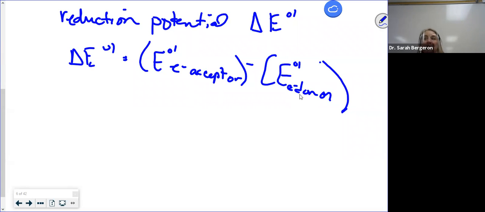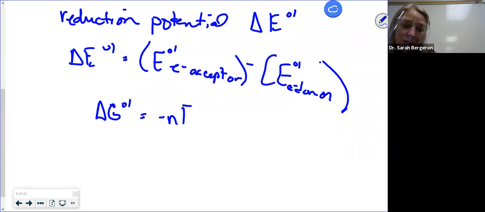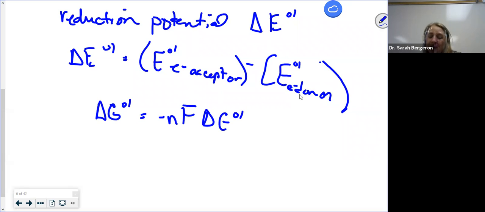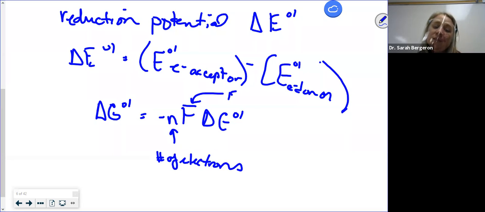And it's also related to free energy. Remember, we've talked extensively about free energy. So there's a formula that relates the two. So our free energy is equal to... okay, so what is N? In formulas generally, what is N? Number of something, right? So what are we transferring in these problems? Number of electrons. What is F? Faraday's constant.